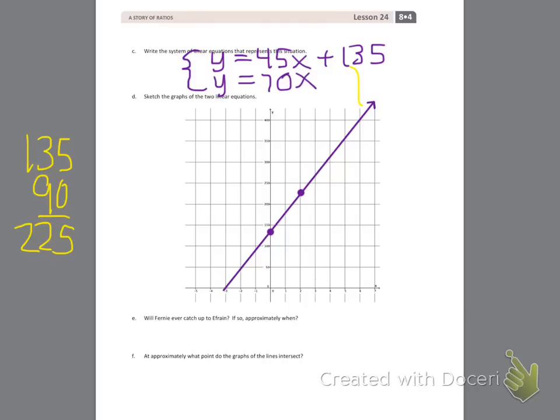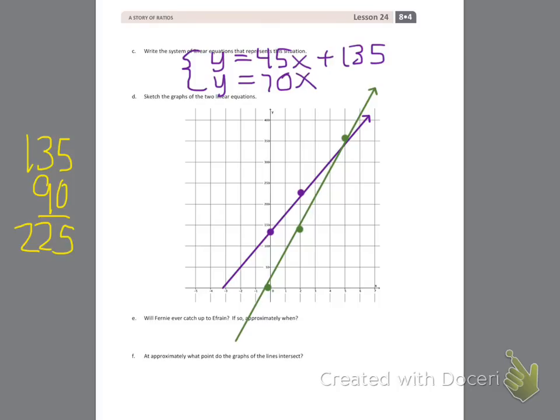Fernie's graph now. So Fernie at time 0 is just getting ready to go. And so let's think about this. In 2 hours he would go 140 miles. So let's find that. So in 2 hours, just shy of 150. So there are 2 points for Fernie. Okay, and then we could do even one more at 5 hours. At 5 hours, he's going to have gone 350 miles. So let's see if we can get that on there. 5 and 350. So the two lines look something like this.